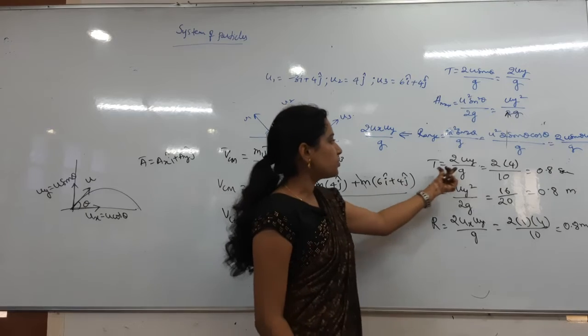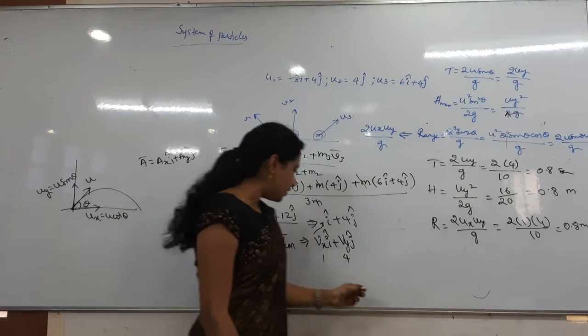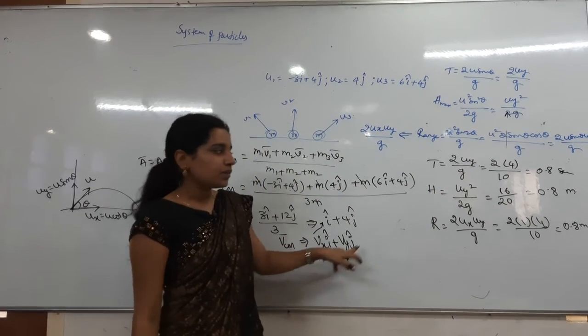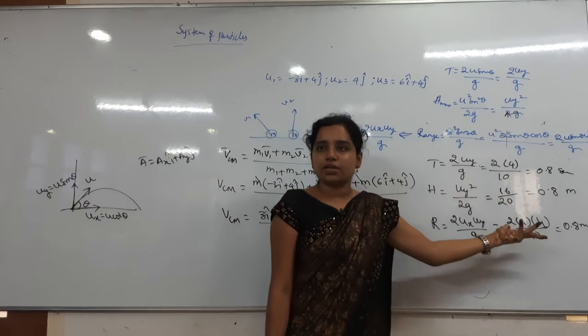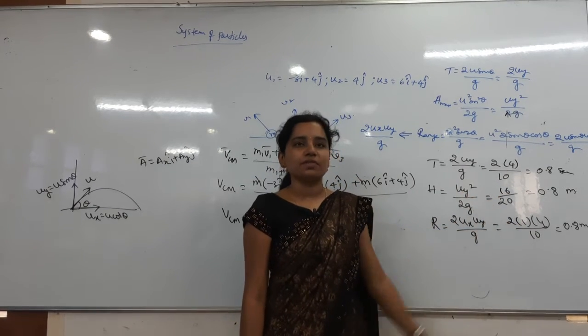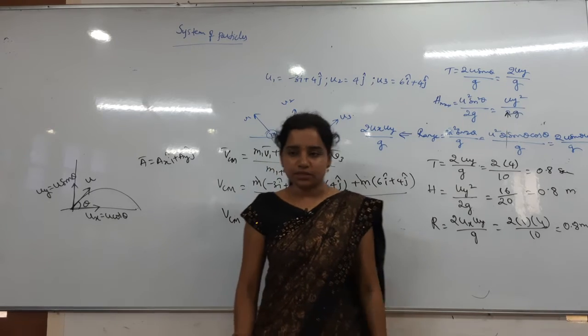Then after that, I have substituted in these formulas. So t is equal to 2 uy by g. What is the velocity along the y-axis here? 4. So 2 into 4 by g, where g is 10, obviously. Like that I have substituted the remaining values also. Clear? Copy that.